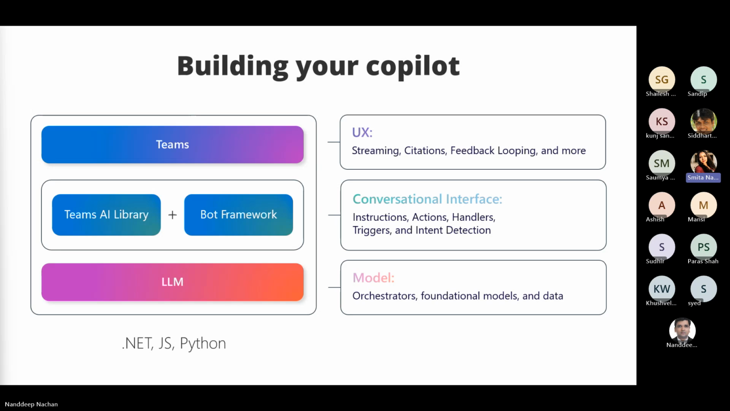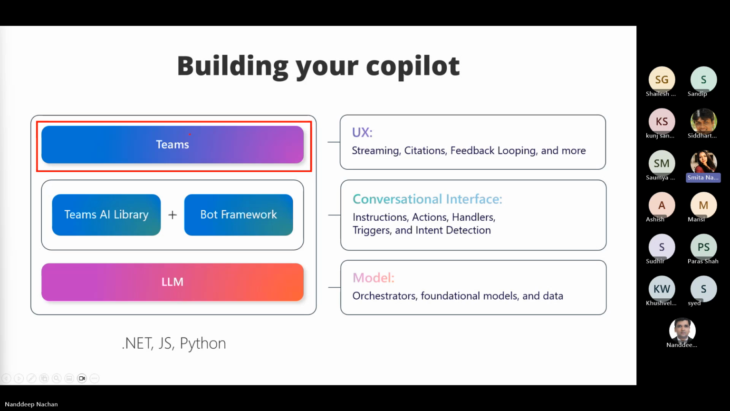Now let's see about building your Copilot. So this is an overview of the components and architecture for building a custom Copilot in Microsoft Teams. So here is a point by point breakdown for each layer. So the first one is the core components, which consist of the Teams AI library plus bot framework, as well as the LLM. LLM means nothing but large language models. So let's go to these core components one by one.